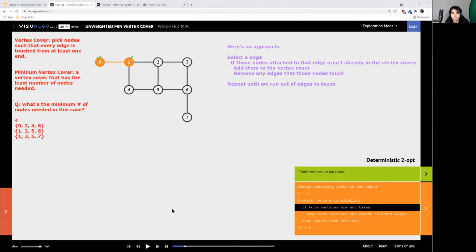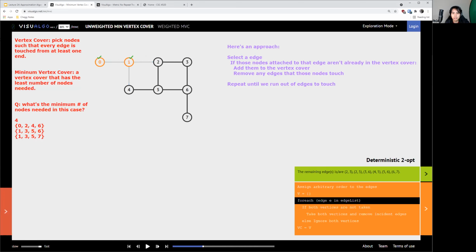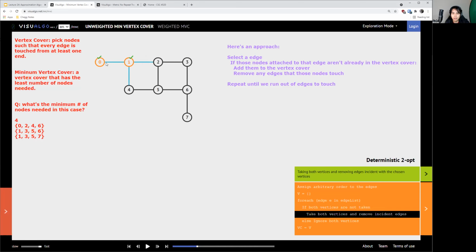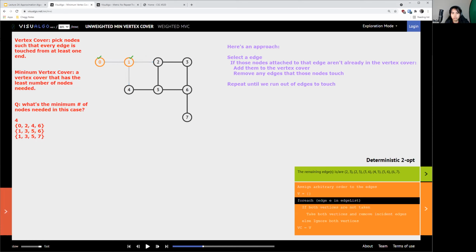For all the edges that these nodes touch, we're going to go ahead and gray them out. So the edges that node 0 touches are now gray. The edges that node 1 touches are now gray. We're just removing them from the equation. All right, which means the next time we select an edge, we have to select an edge that's not gray, any of these edges that are still marked black.